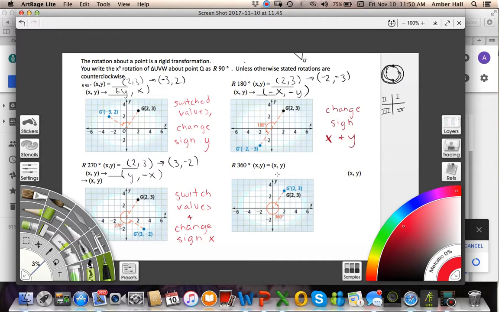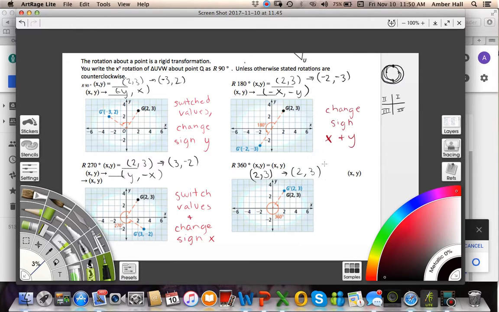And now we have 360 degrees. Well, if I turn around in a circle 360 degrees, don't I just end up in the same place? Yeah, so it's the same on a graph. If I rotate around a graph 360 degrees, I end up in the same exact spot. So if I started at 2, 3, I just end at 2, 3. Easy peasy. Now, I have all the rules for counterclockwise, but what about my clockwise?